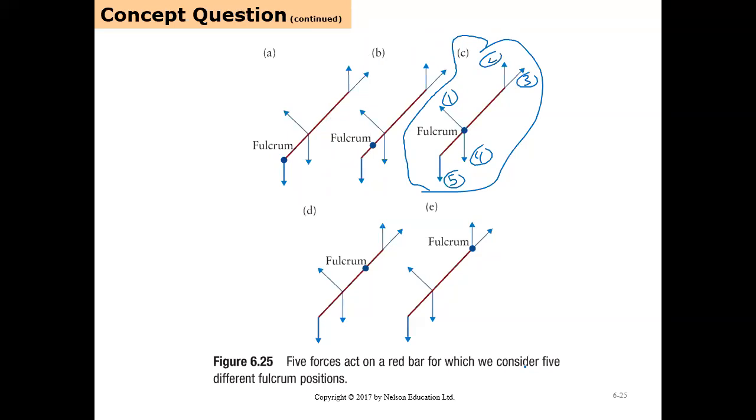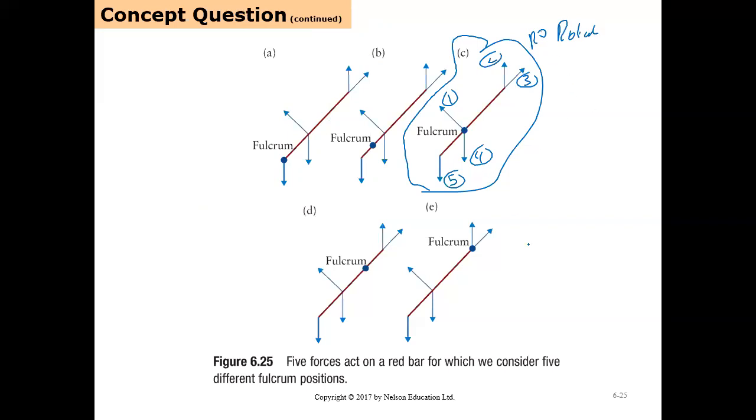2 is positive. 3 is 0 because theta equal to 0, not R equal to 0. So we have 1 positive and 3 zeros. 4 is also 0. 5 is positive. We don't have any negative, right? So this is the one we cannot bring to rotational equilibrium. So this cannot have rotational equilibrium.